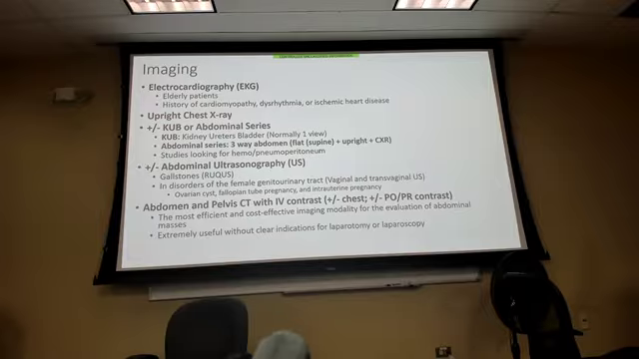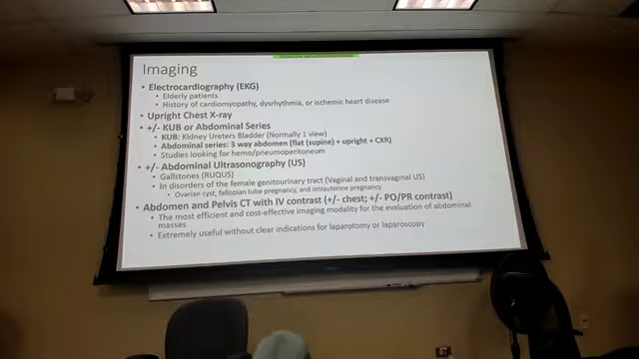All right, imaging. EKG, upright chest x-ray. Upright chest x-ray. Everybody who has an acute belly gets an upright chest x-ray. We may or may not do a KUB. We may or may not do the three-series abdominal series. Okay, the flat, upright belly, and then chest.